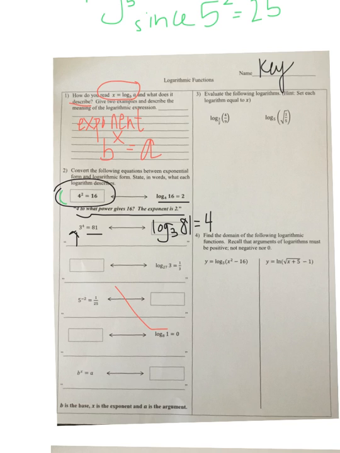So then the next one, we're looking at log base 27 of 3 equals 1/3. So this is saying that we have the base of 27 to the 1/3 power equals 3. And just a little reminder on that one.